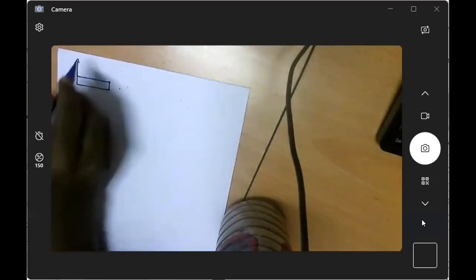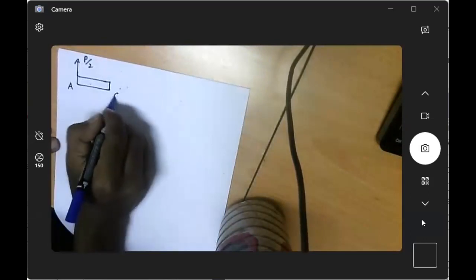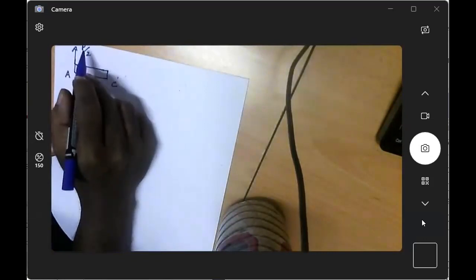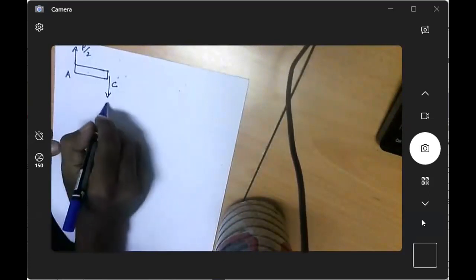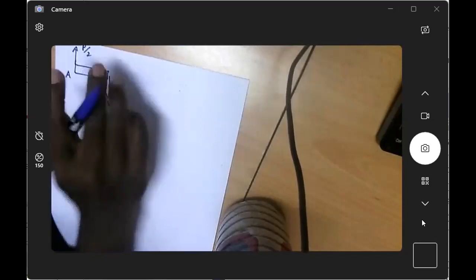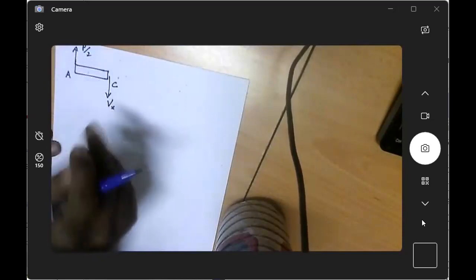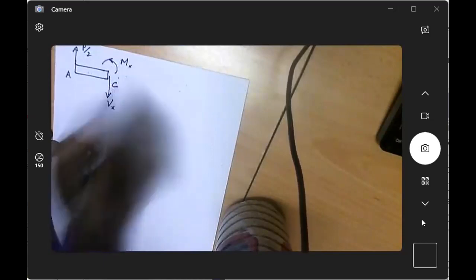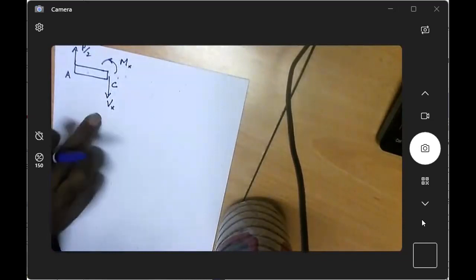We have a reaction here, which is P over 2. This point is A, this point is C. To stop this force, we need a downward force here, which will be Vx. And there is a moment which tries to rotate or tip this like this. So we need a counter moment here, which is the bending moment Mx, right? Now compute Vx and Mx.